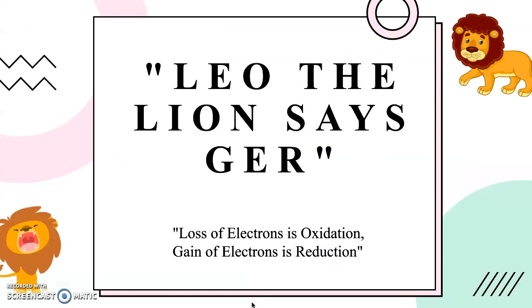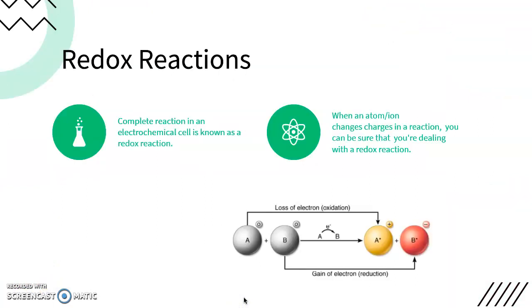An easy way to remember this is the acronym Leo the Lion says GER. Leo stands for loss of electrons is oxidation, and GER stands for gain of electrons is reduction. The complete reaction that occurs in an electrochemical cell is known as a redox reaction.